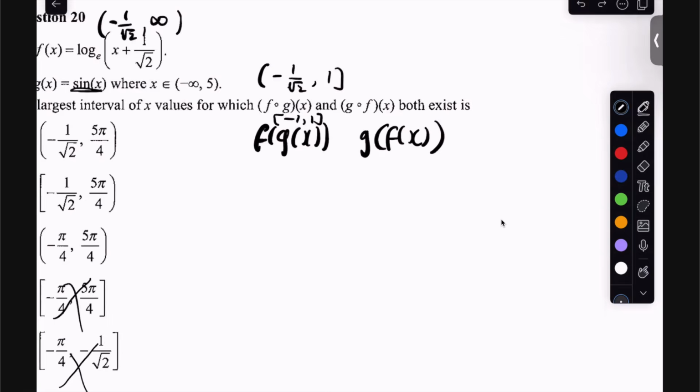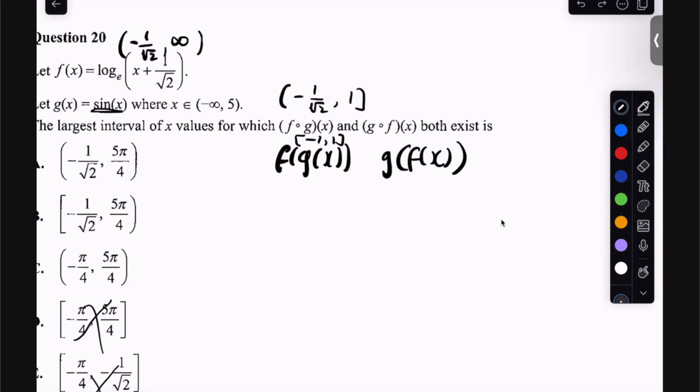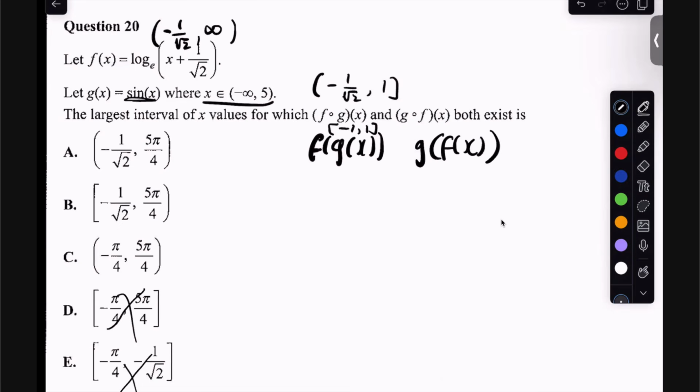But let's just see g of f of x. G of f of x is sine of a log. Now we can input anything into a log, but the domain is -∞ to 5. So this can only equal 5. And x plus 1 over √2 can only equal e to the power of 5 minus 1 on √2.